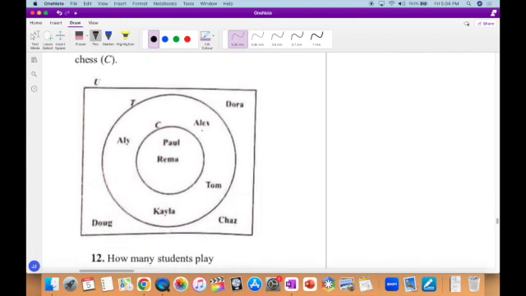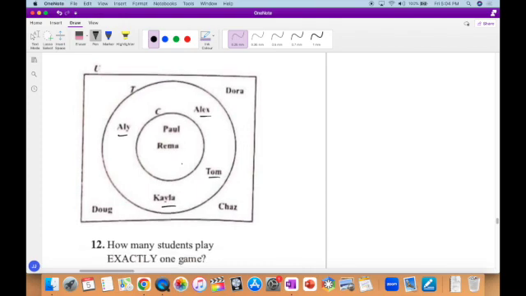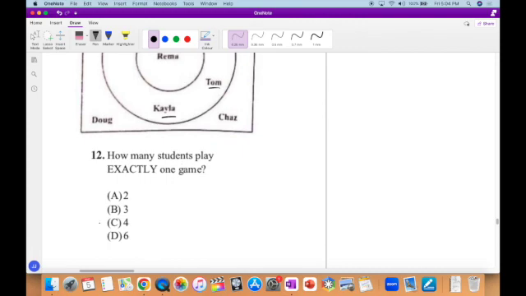Well, Alex, Tom, Kayla, and Ali: 1, 2, 3, 4. Those 4 play tennis only and not chess. So that would be 4.